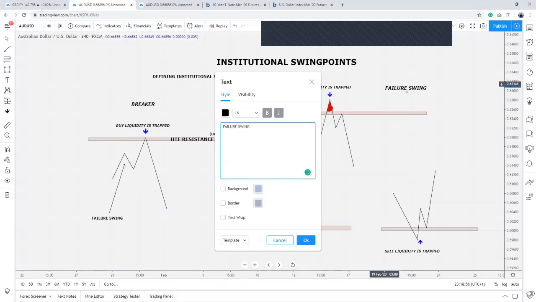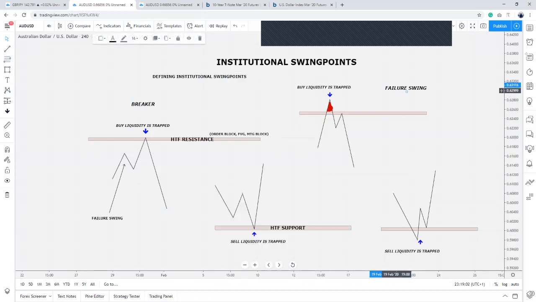In a couple of minutes, I'm going to show you how vital it is that you add this to your repertoire and your knowledge base as an institutional trader, because what we're going to cover today is going to be mind-boggling. It's going to blow your minds. Regarding institutional swing points, we have the breaker and the failure swing. I'm going to cover each section and explain in detail what they entail, and how funds' liquidity gets trapped via the breaker and via the failure swing in the marketplace.